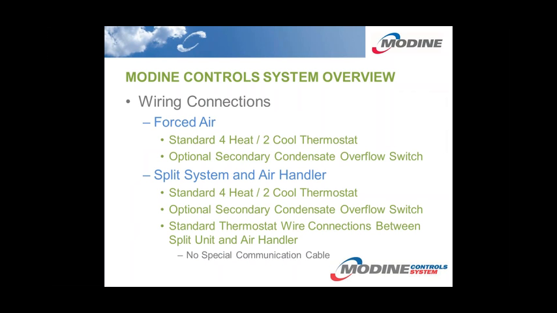Wiring connections are very simple. Here are a few different connections for forced air units. We use a standard 4-heat 2-cool thermostat, 2 stages for the compressor, 2 stages for the auxiliary electric heat. Split systems are very similar. There are no special communication cables required to go between the unit and the air handler, just standard thermostatic signals.